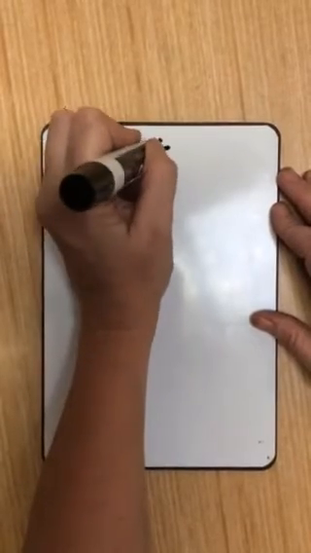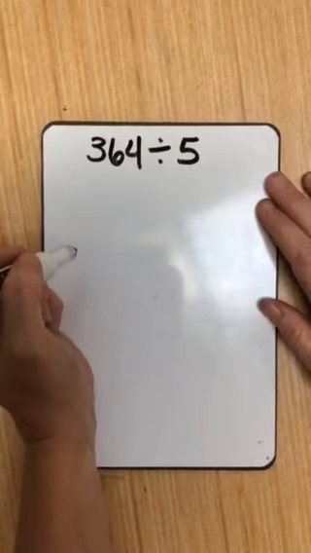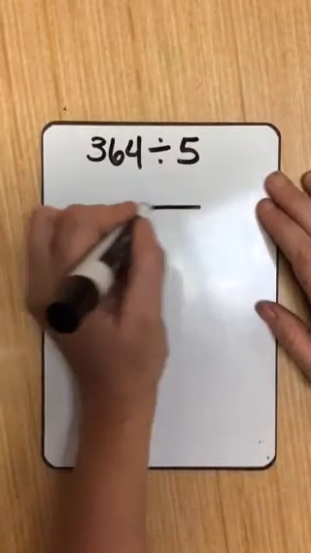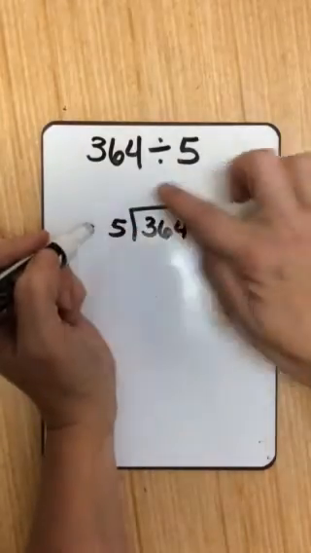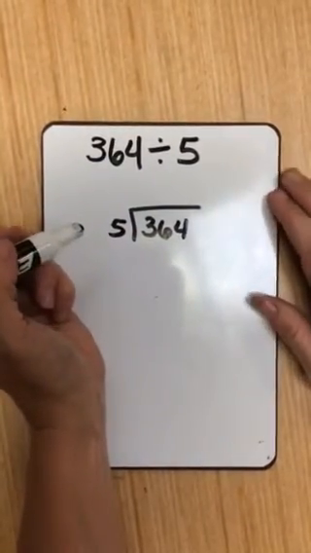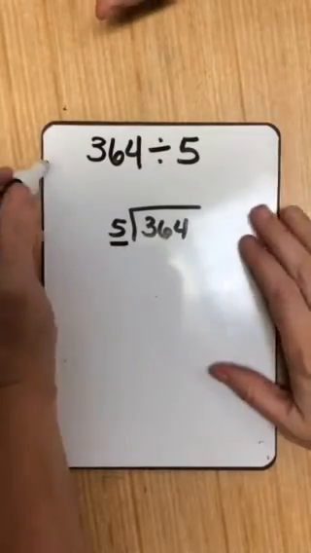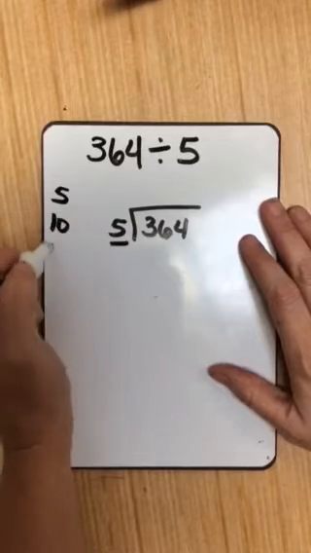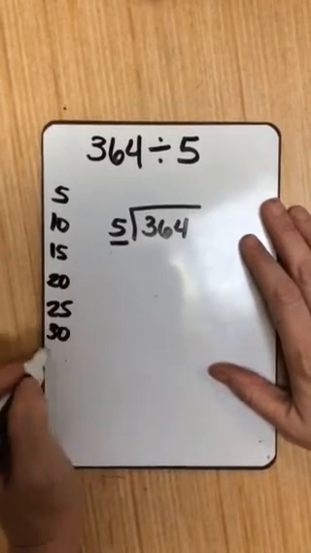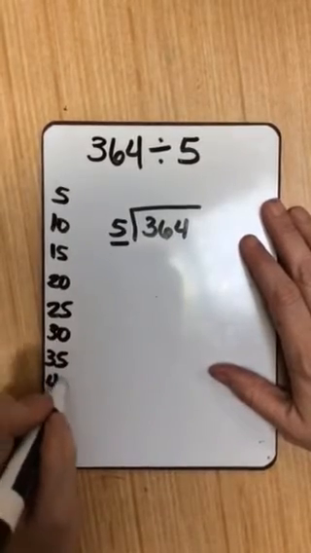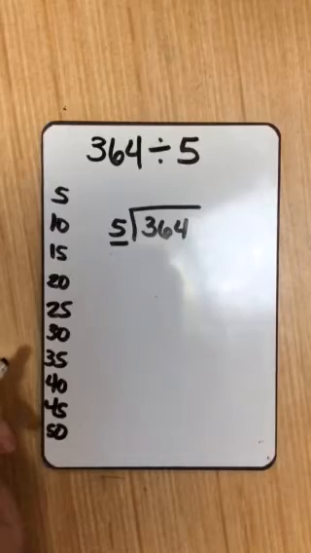364 divided by 5. But remember, when we're doing these long division problems, it's much easier to write them a different way so that we have a place to put our numbers as we divide and we can keep track of what we're doing. So the first step always is to write out the multiples of your divisor: 5, 10, 15, 20, 25, 30, 35, 40, 45, 50. Now 50 is the biggest that we'll have to go when we're doing these.